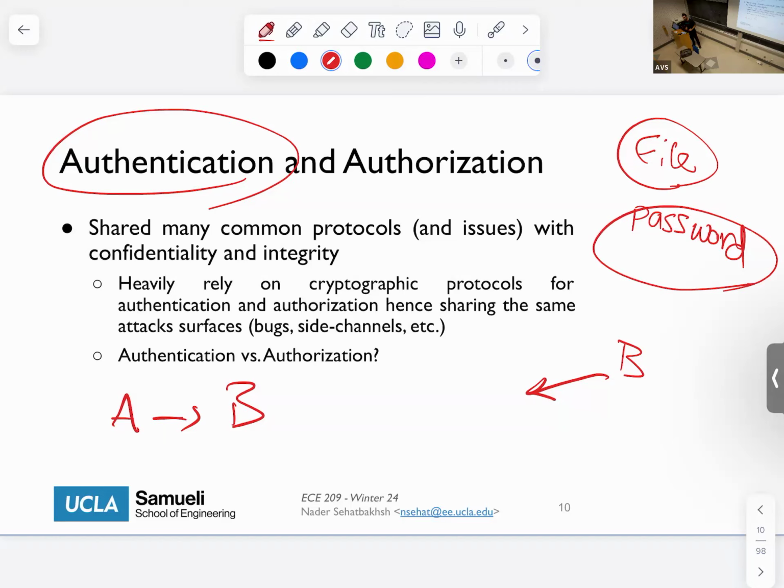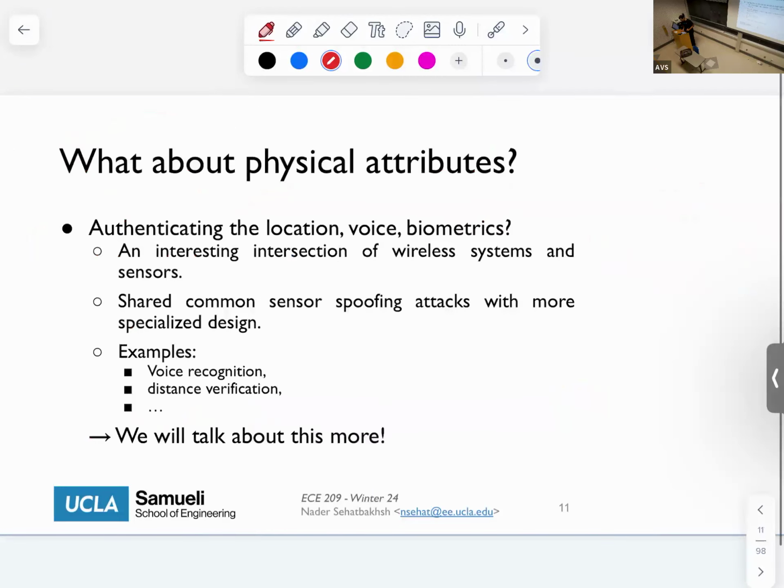And again, authentication and authorization are mainly based on cryptography, and that's another use case of cryptography. But there's also a whole bunch of other non-cryptography methods that can be used for authentication and authorization that we're going to talk about next week. And then again, authorization and authentication is also subject to a whole bunch of attacks and bugs. Okay, so side channels apply here. Bugs and implementation errors also apply here.